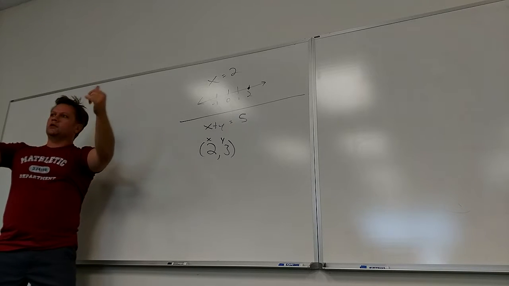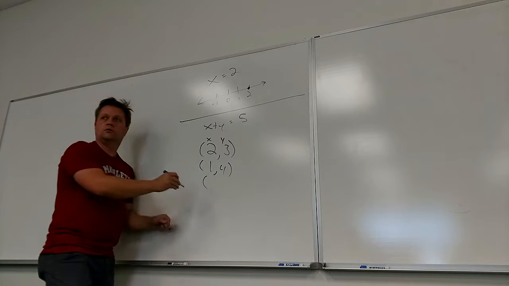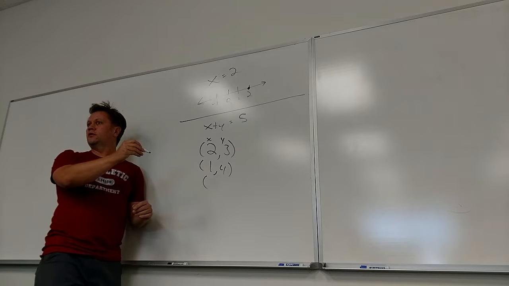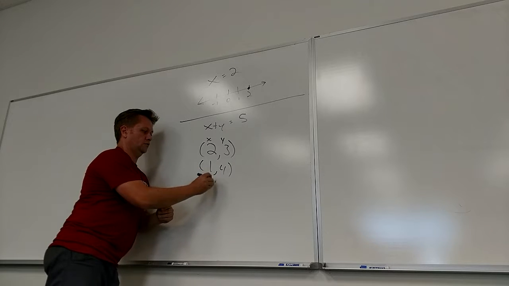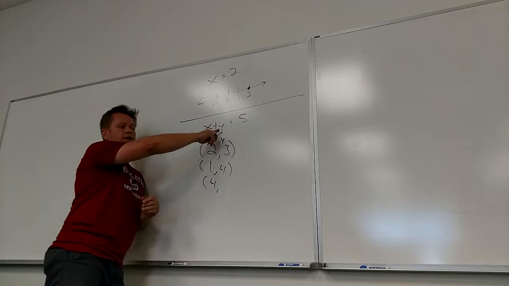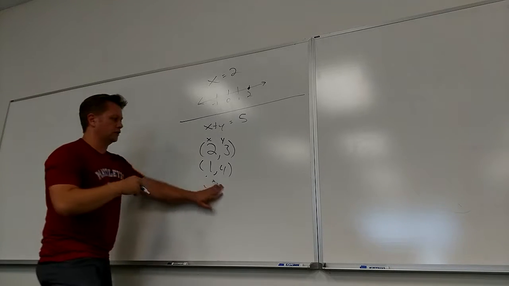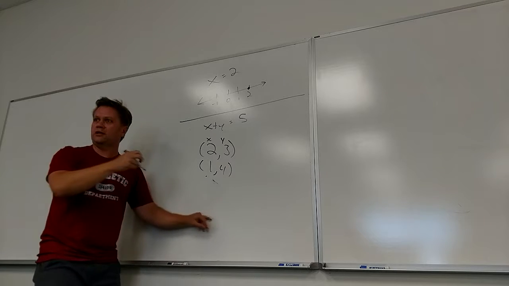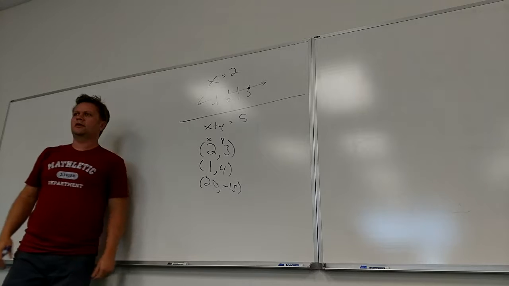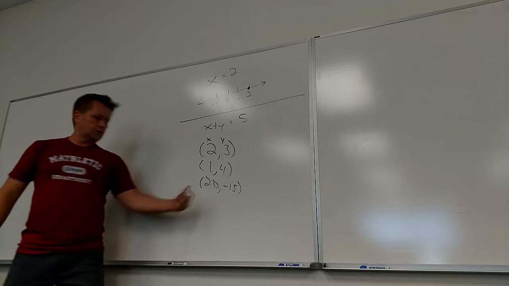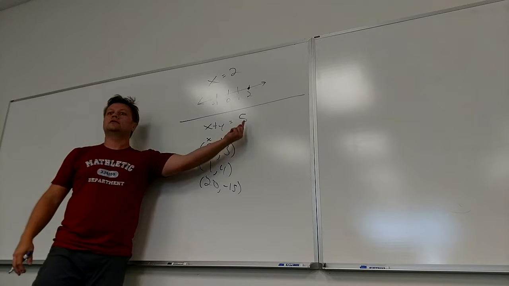Can somebody else give me another answer? 1, 4. Who? 4 and 8. 4 plus 8 is... Oh, wait, you're going in order. I'm not going in any order. You can give me any answer. Here, let me do an answer. I'll take a turn. 20, negative 15. But is it true? That's 1 plus 4. Is it true? Yeah. 20 plus negative 15 is 5.